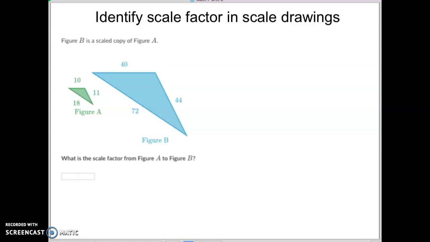So today you are going to identify scale factor in scale drawings. That's your con for today.